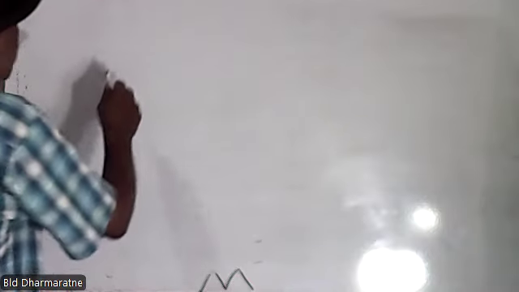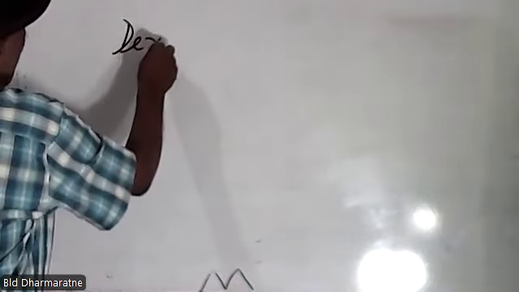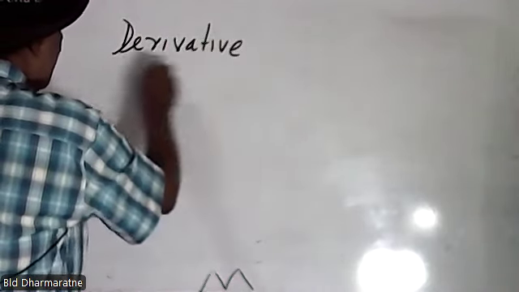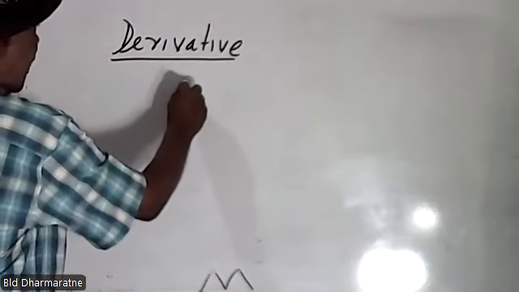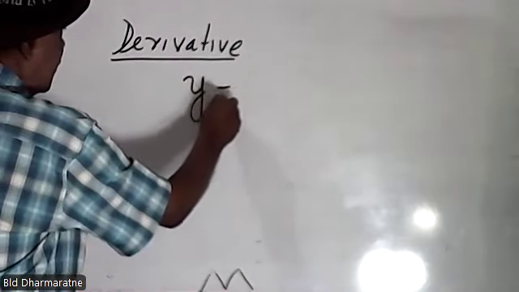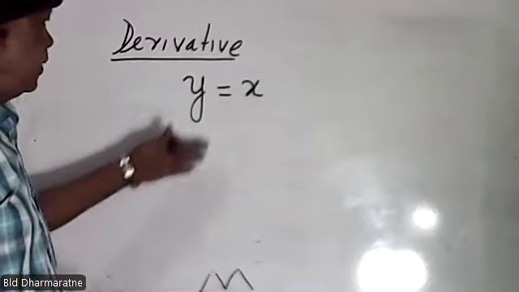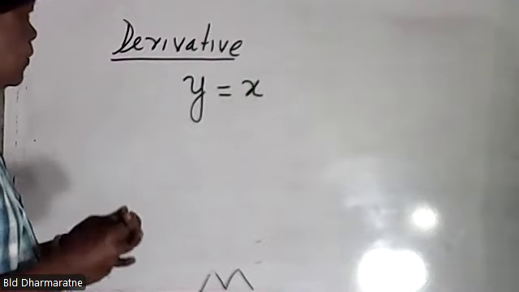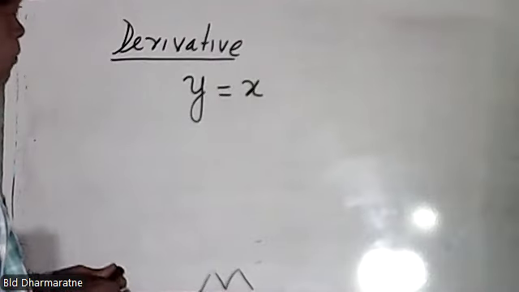First of all, what is the derivative? Derivative theory, derivative or differentiation. Right. First of all, we think of some function, y equal x. This is a simple function. It normally denotes a straight line. This is a continuous function. The derivative can be used for continuous or discontinuous functions as well, both.